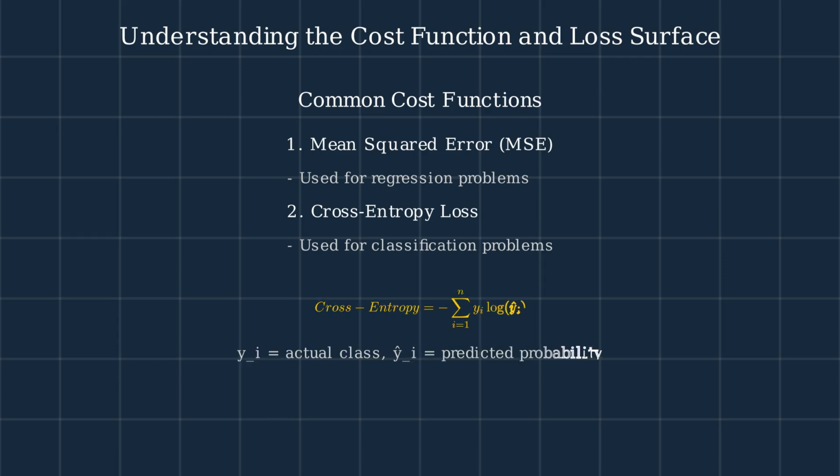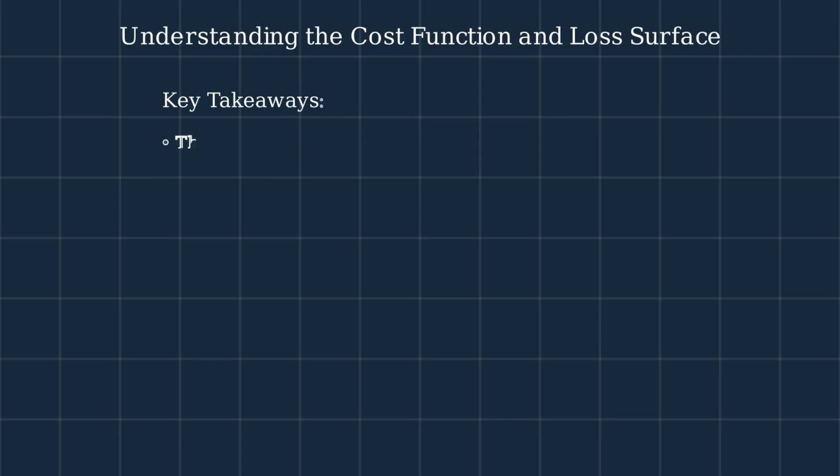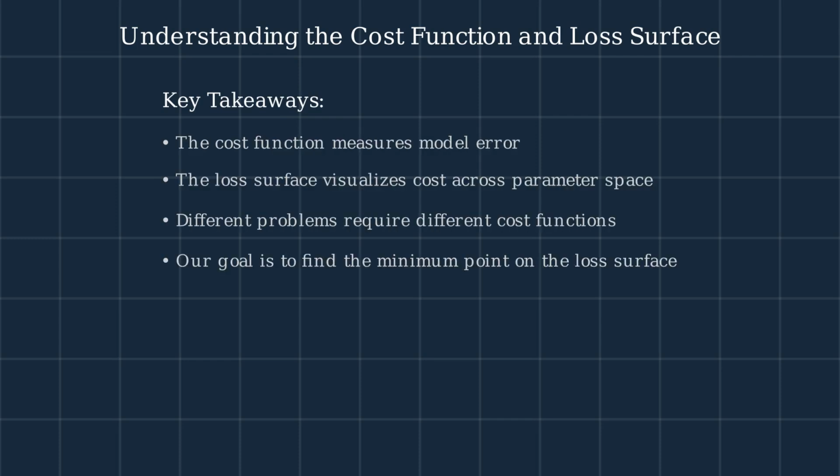Cross-entropy loss measures the performance of a classification model whose output is a probability value. It increases as the predicted probability diverges from the actual label. Here's a comparison of cross-entropy loss and MSE loss. Notice how they behave differently as the predictions change. Choosing the right loss function is crucial for effective learning. Understanding the cost function and its corresponding loss surface is fundamental to gradient descent. It guides the algorithm toward finding optimal model parameters.